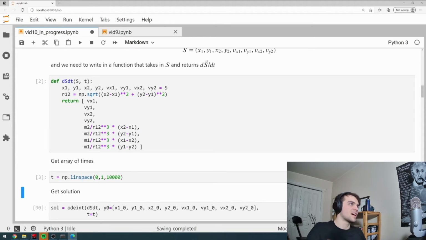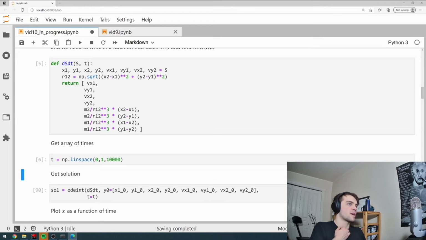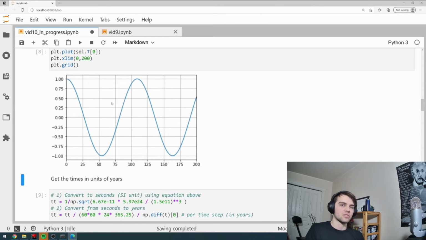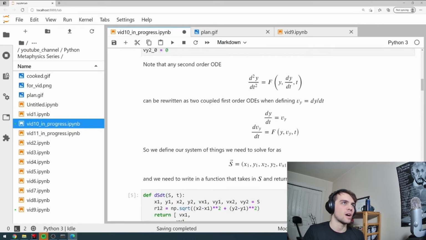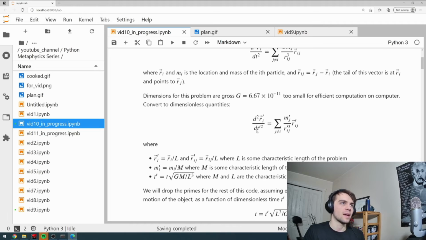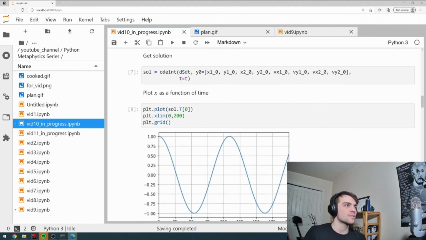So I can get my array of times. I believe I had to run this code here. So we get our array of times, and then it's really easy to solve for our solution. And we can plot x as a function of time, and it looks sinusoidal. So we solved it as a function of our dimensionless time, t prime, which is from this equation here, right? And now we need to convert it to t, like I said, using this equation. So we do that here.